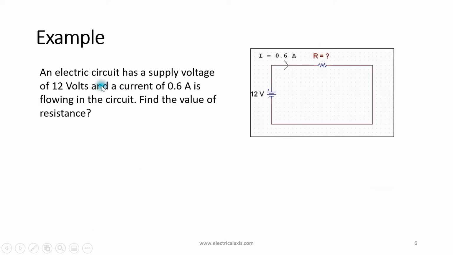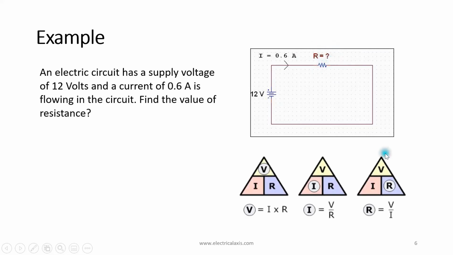Now the next problem: an electric circuit has a supply voltage of 12 volts and a current of 0.6 ampere. Now, what is the value of the resistance? So in this case, 0.6 ampere is flowing in this circuit and it is given. What we are looking for is the value of the resistance in the circuit.